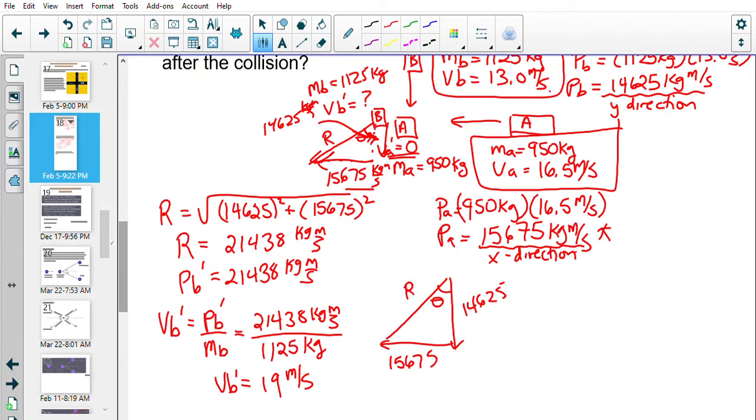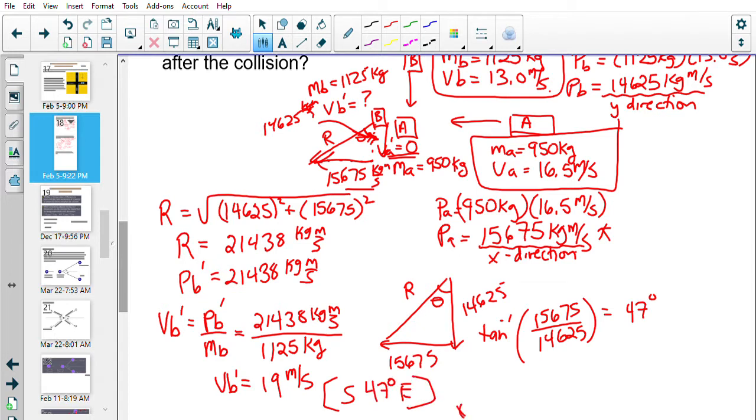Okay, so to get that angle, you're going to do inverse tan of the opposite side, 15,675, over the adjacent, which is 14,625, and that gives me an angle of 47 degrees. The way I've drawn my triangle then, the direction would be south first, then 47 degrees east.